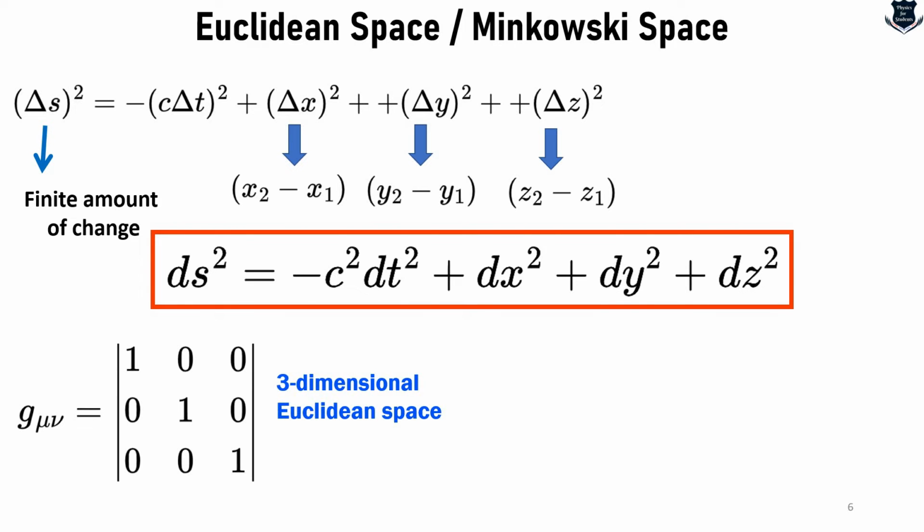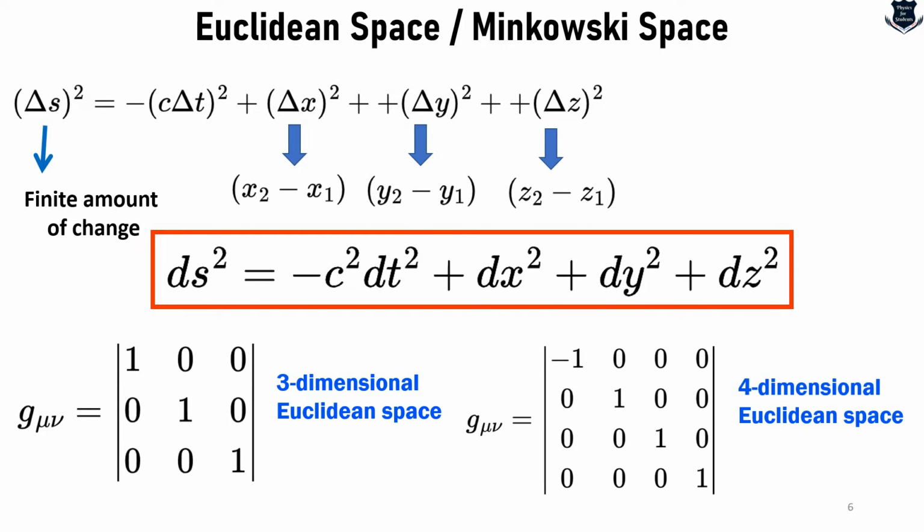Now here you see this g mu nu, which was for three-dimensional Euclidean space. Now it looks something like this. So we got a 4 by 4, right? And the matrix has got a negative 1 here and another minus c over here. Now here is the point.